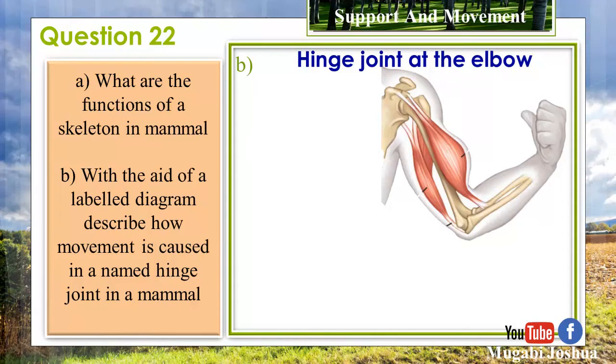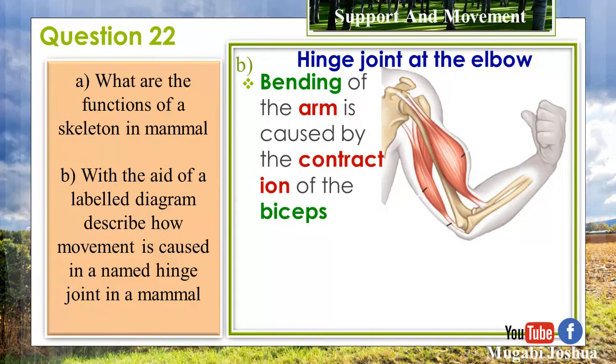We shall look at a hinge joint at the elbow. Now, when you look at the hinge joint at the elbow, we have two muscles: the biceps and the triceps muscle, which are at that hinge joint. So now we are going to look at the bending of the arm.